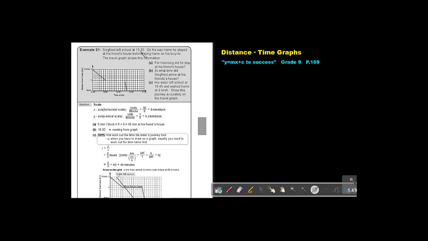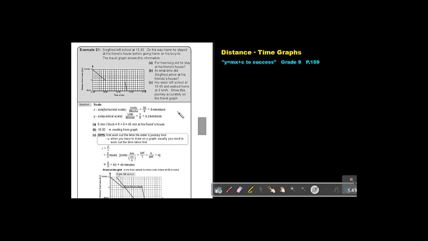Siegfried left school at 15:30. On his way home, he stayed at his friend's house before going home on his bicycle. The travel graph shows this information. For how long did he stay at his friend's house? At what time did Siegfried arrive at his friend's house? And then his sister left school at 15:45 and walked home at 3 kilometers per hour, the speed. Show this journey accurately on the travel graph.